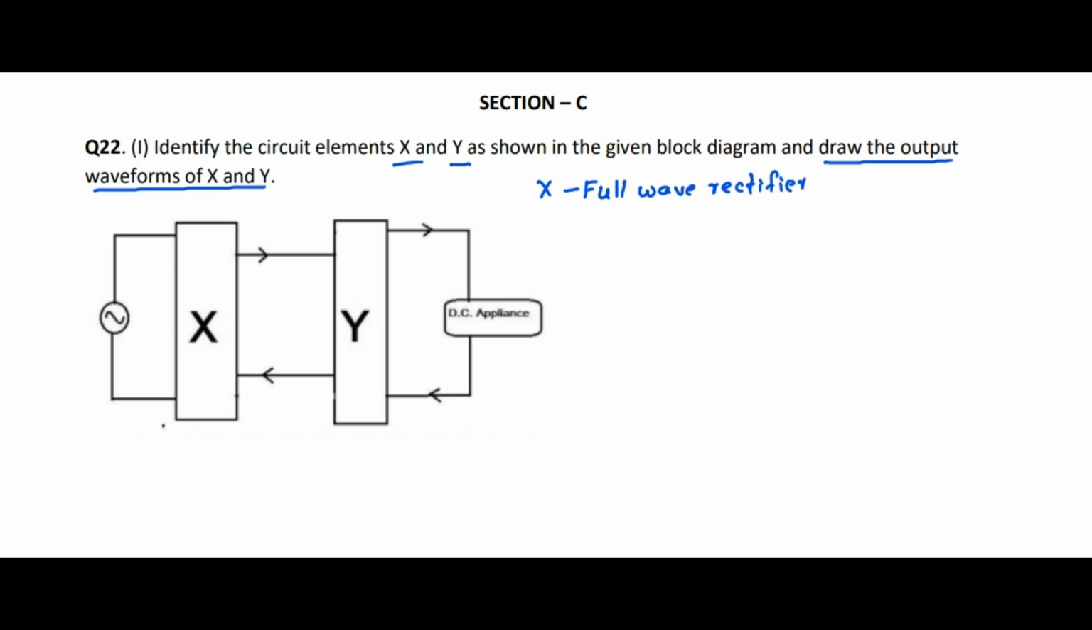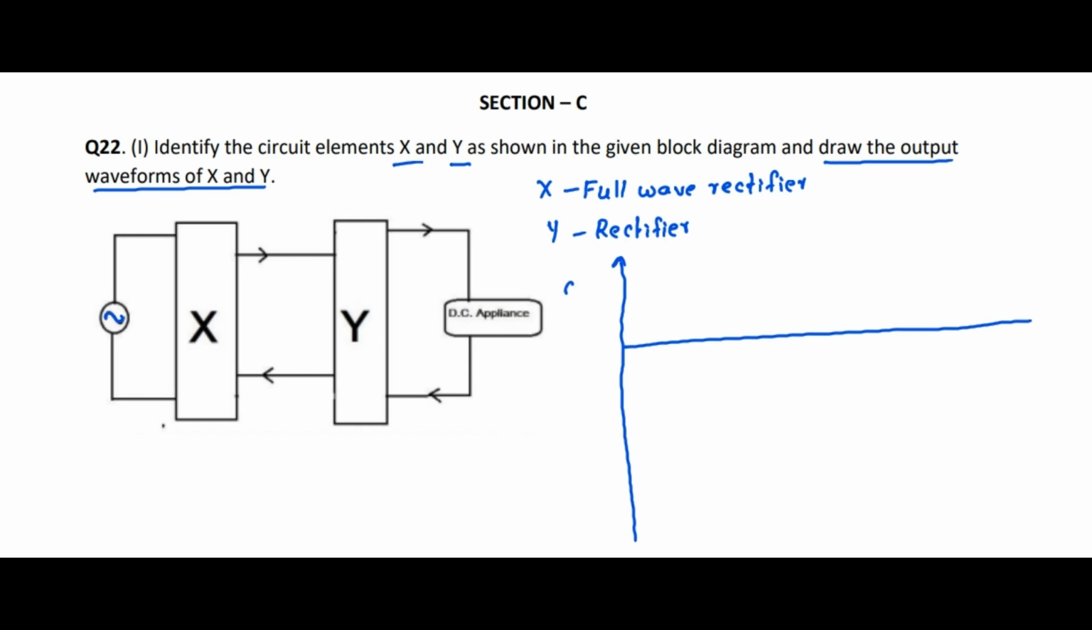So here AC input is given, we are getting the output. Y is acting as like rectifier. Now we need to draw the waveforms of X. The waveforms of X and Y can be taken like this.